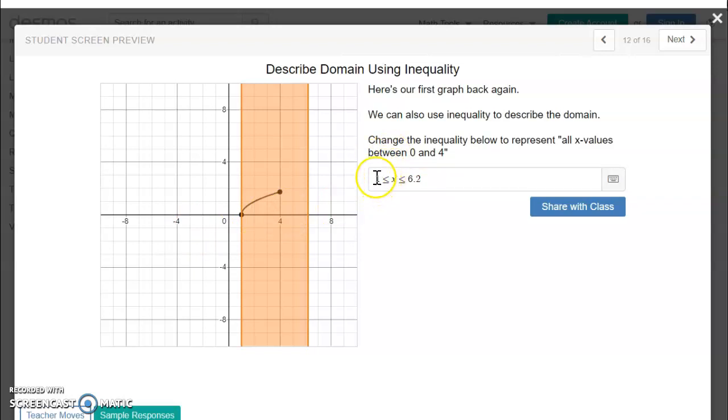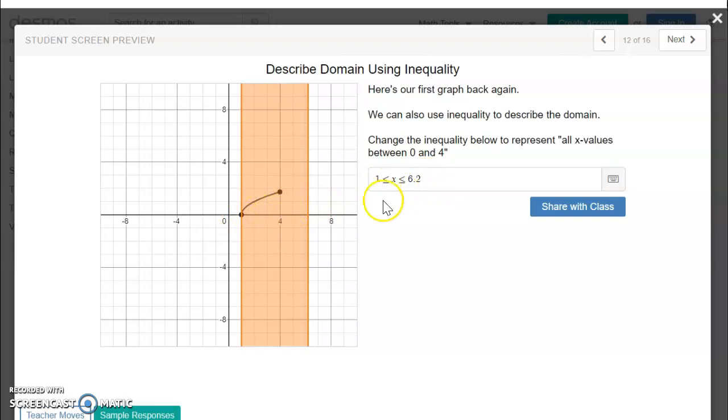When you're writing inequalities like this, the number tells you that the x is in between 1 and 6.2. This is how you would interpret this inequality. The x value is in between. This is less than or equal to 6.2, and this is less than or equal to 1. So that means we're really talking about the x being in between 1 and 6.2.